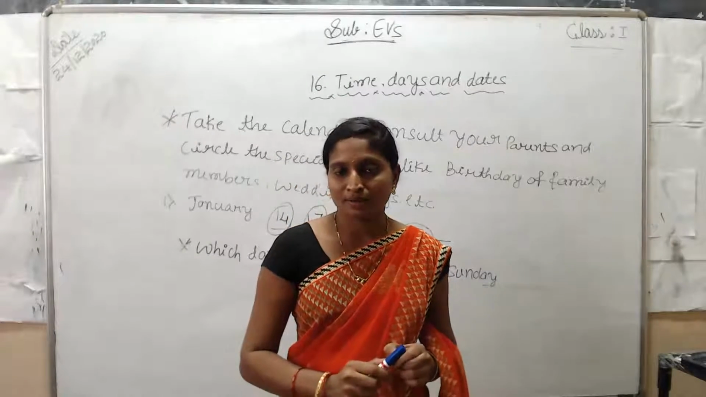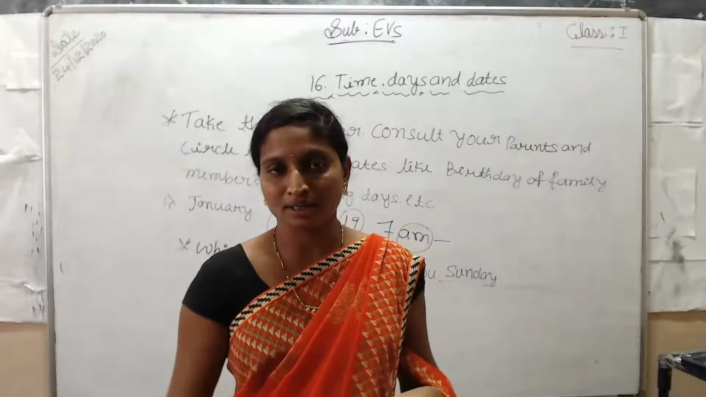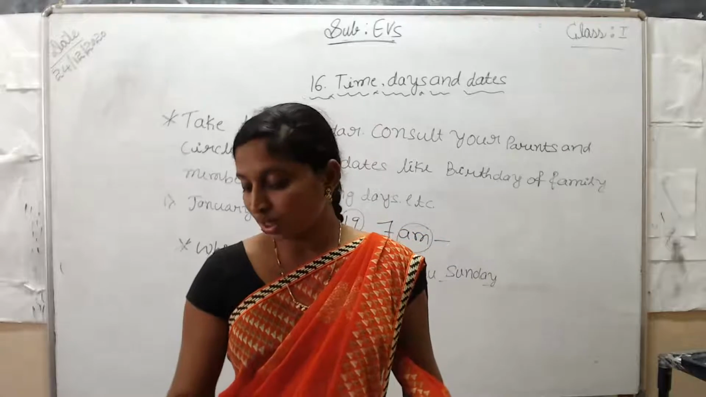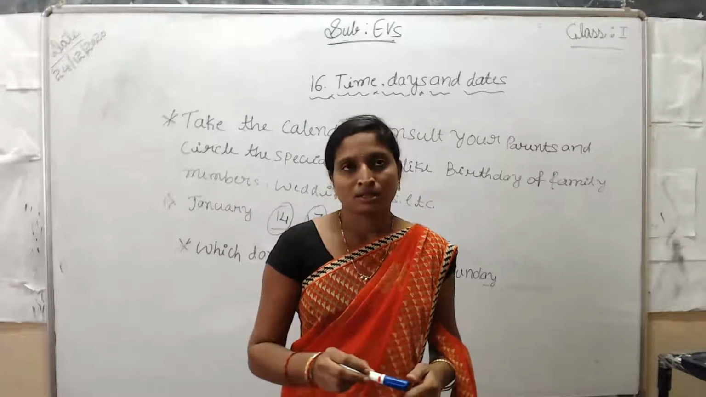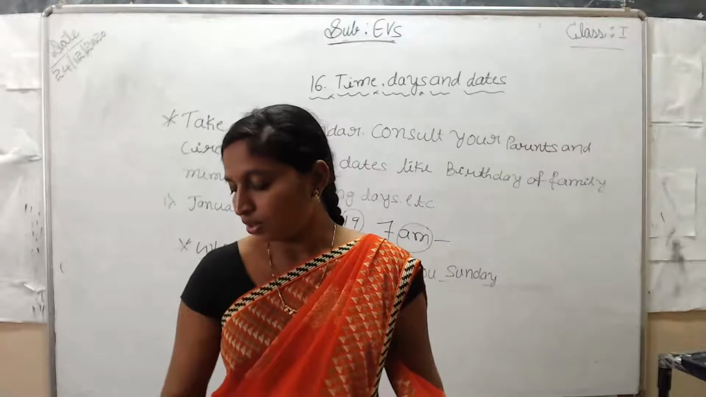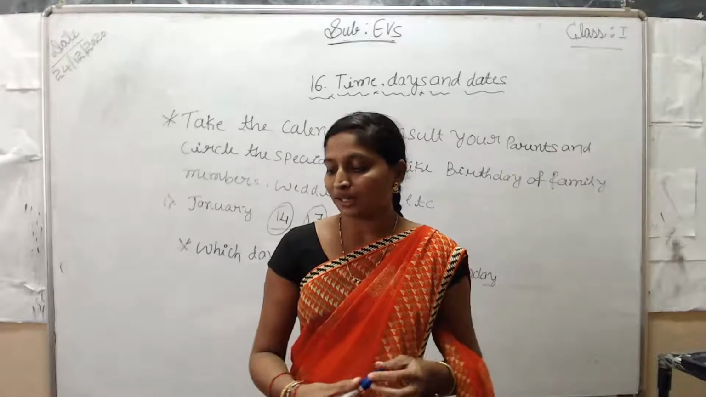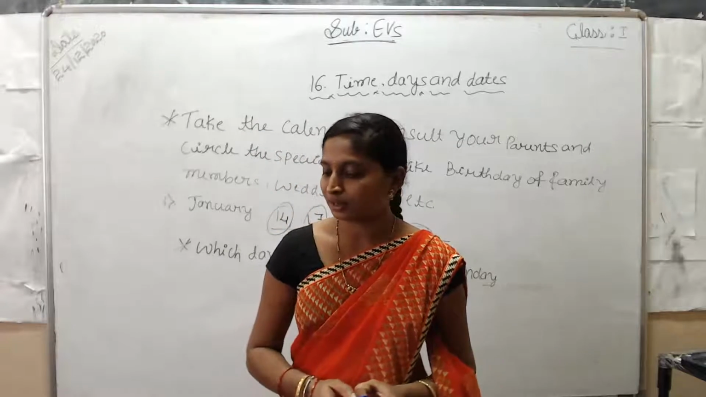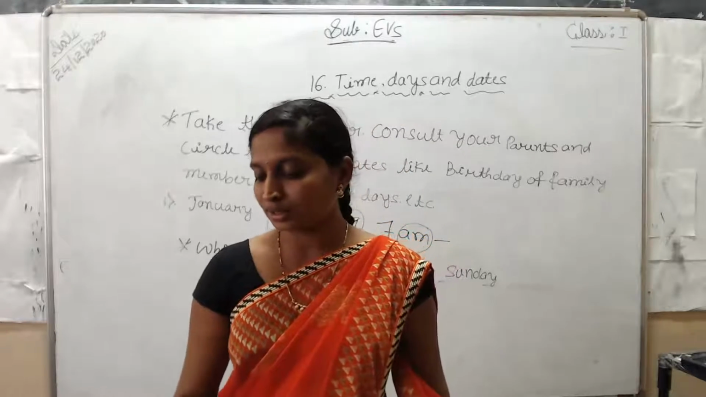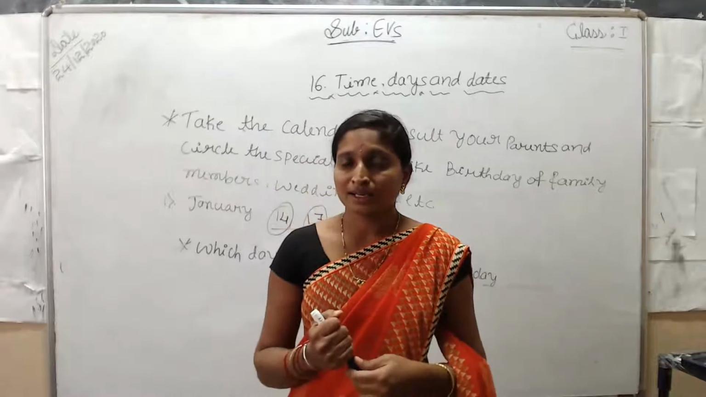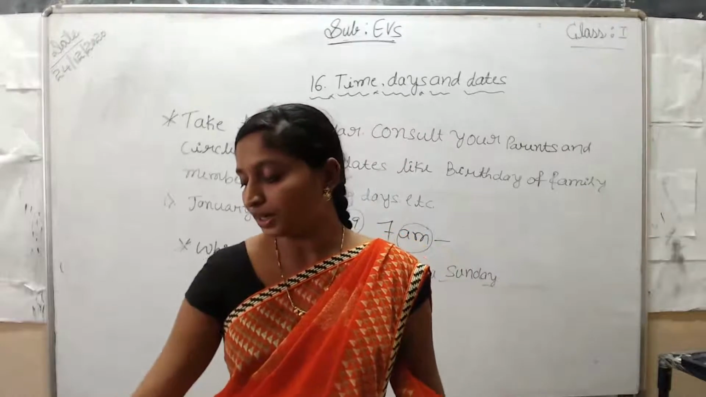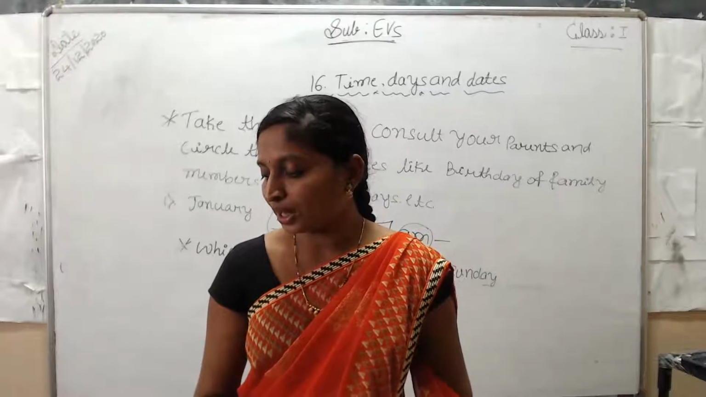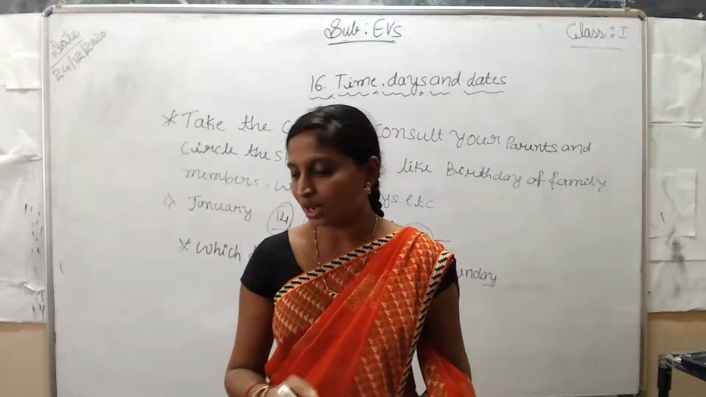How many days in 1 month? There are 30 days in 1 month. What are the days' names? Monday, Tuesday, Wednesday, Thursday, Friday, Saturday, Sunday. One activity is there. Do it yourself: ask your parents, take the calendar, consult your parents, circle the special dates and write the dates. For example, birthdays, weddings, any special day, write the dates and circle it.